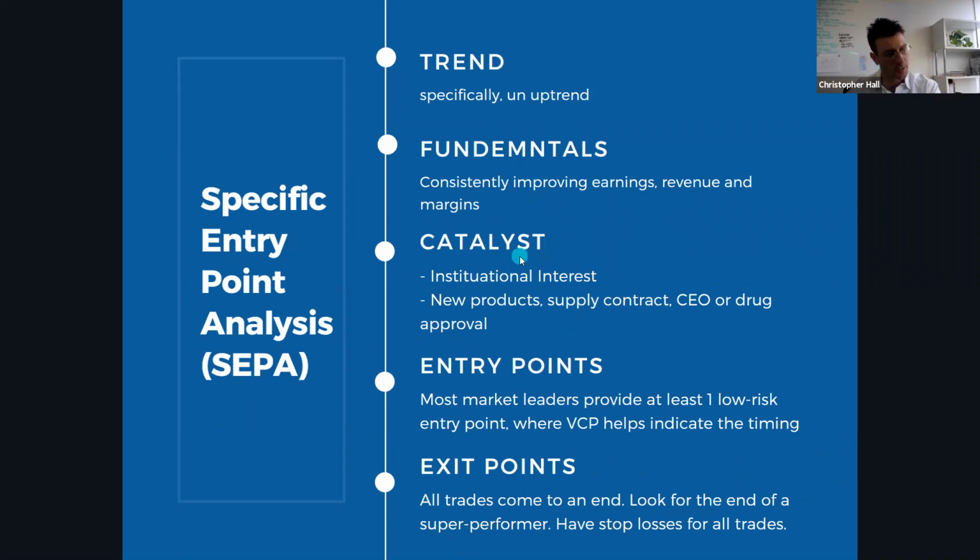Now we move over to the specific entry point analysis, or SEPA as Mark Minervini calls it. Critical point that we're looking at here is you want trend, specifically an uptrend. Fundamentals, consistently improving earnings, revenue, and margins, which is the filters that we've looked at before. Strong trend, strong fundamentals, a catalyst.